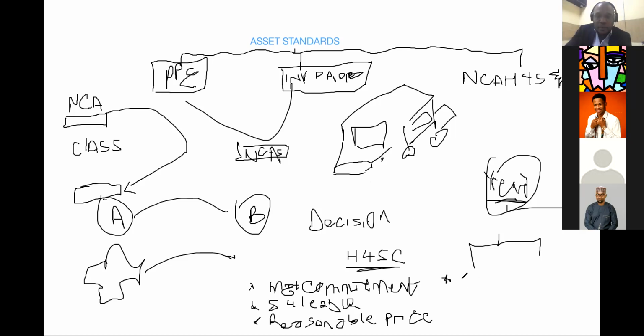And then, what have we said? Management is committed to the sale. It is sellable in its current condition. There's a reasonable price that has been set. That asset has to be sold. It should be likely that the asset will be sold within a 12-month period.